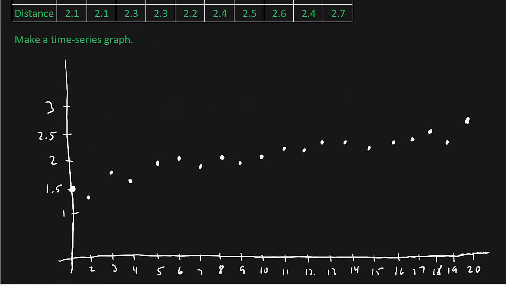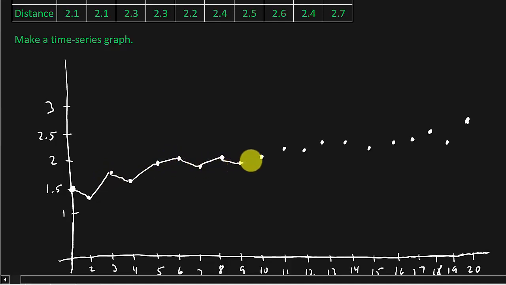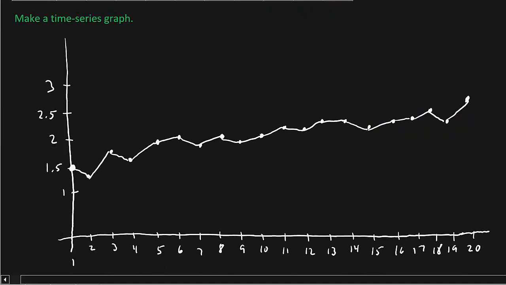All right, so we've got all the points plotted. And yeah, I know it doesn't look that good, but anyway. All right, so then what we'll do is we'll connect them with line segments. And your scale could be better, but there it is. There's your time series graph.